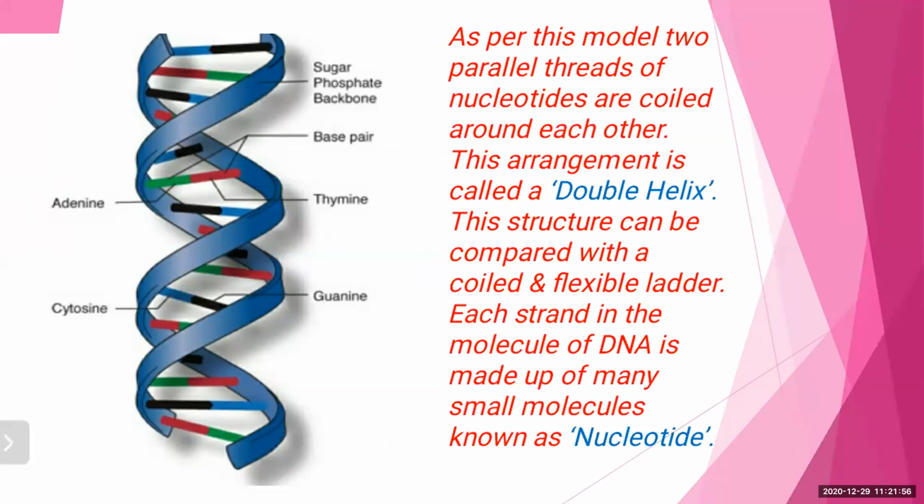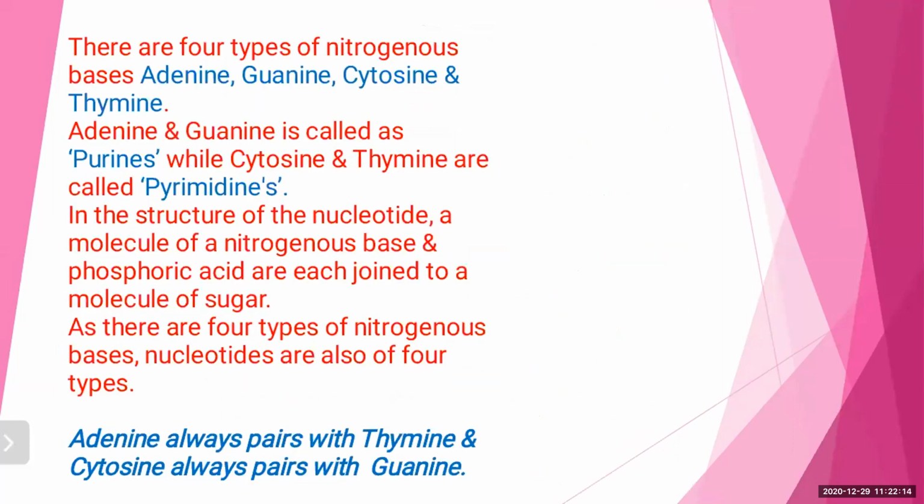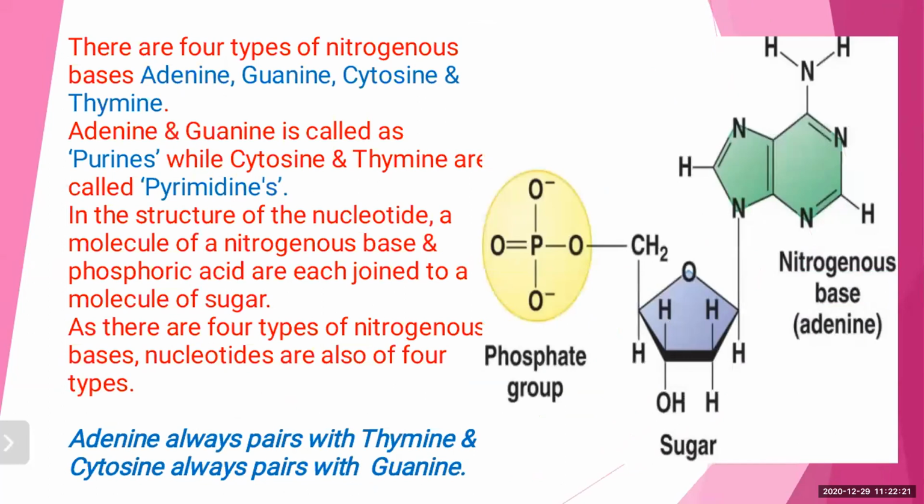The combination of sugar, phosphoric acid, and nitrogenous base forms a nucleotide, that is called a single nucleotide. So the DNA molecule is made up of many different nucleotides. Here the four types of nitrogenous bases are adenine, guanine, cytosine, and thymine. This is the molecular structure you can draw, and you should try to draw and practice it.